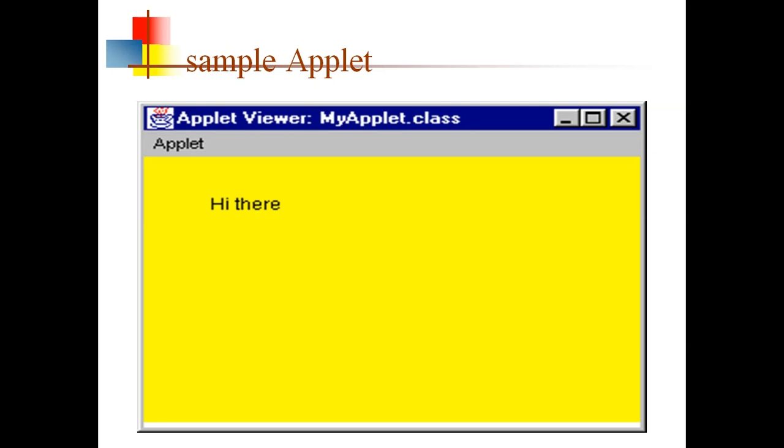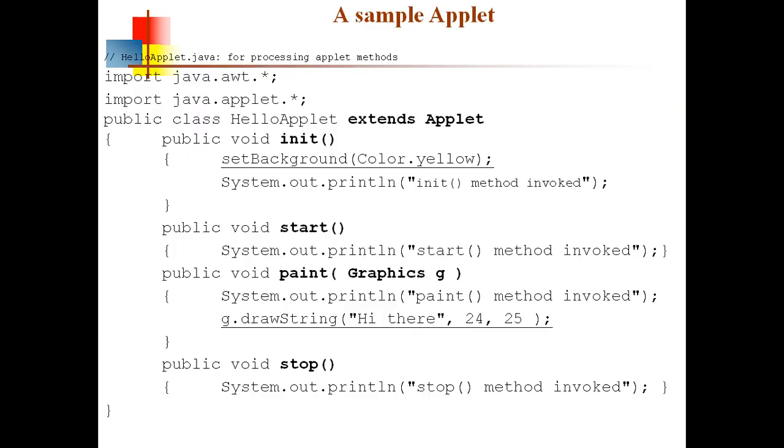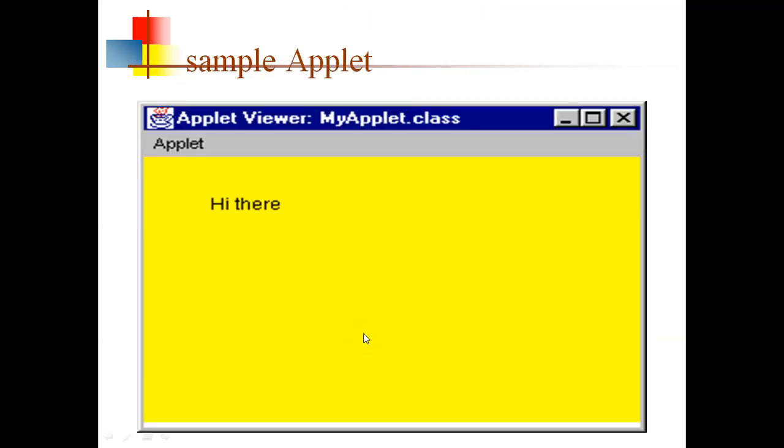And this is the output window. You can see here the output. It is written here, "hi there" at the 24, 25 position. So x is 24, y is 25, the geometric location. This is draw string, not System.out. This point is the 24, 25 coordinate.